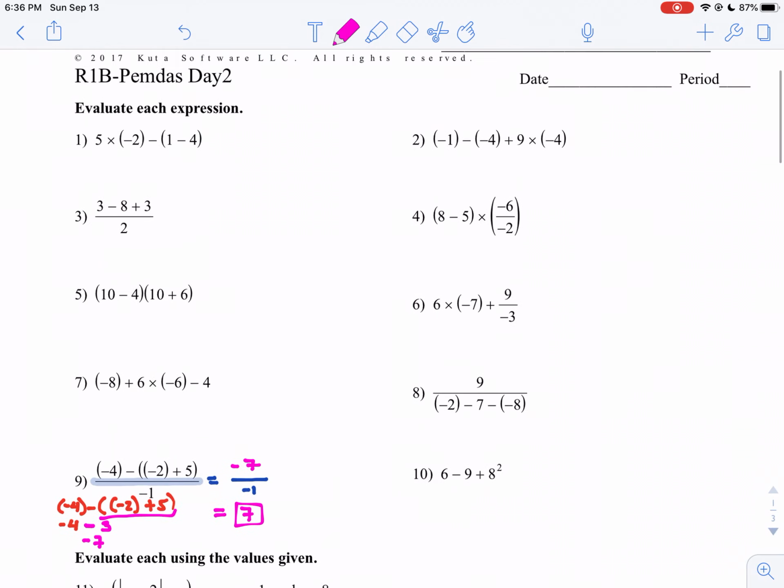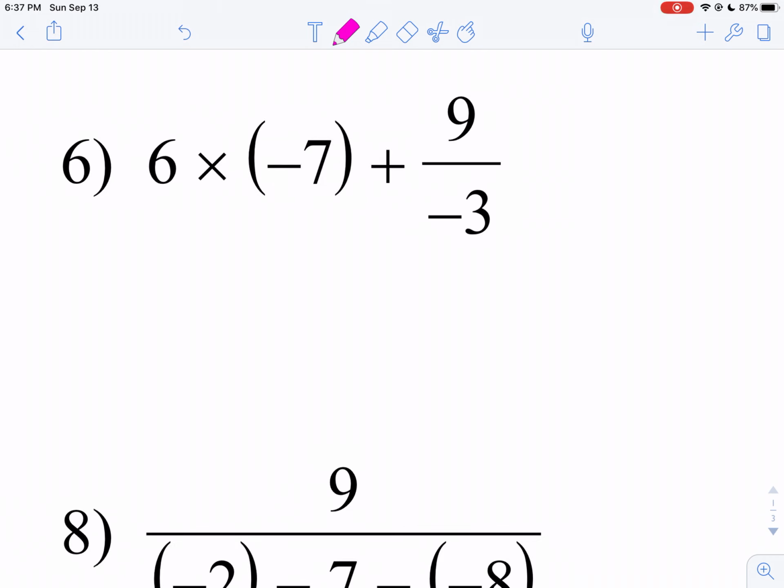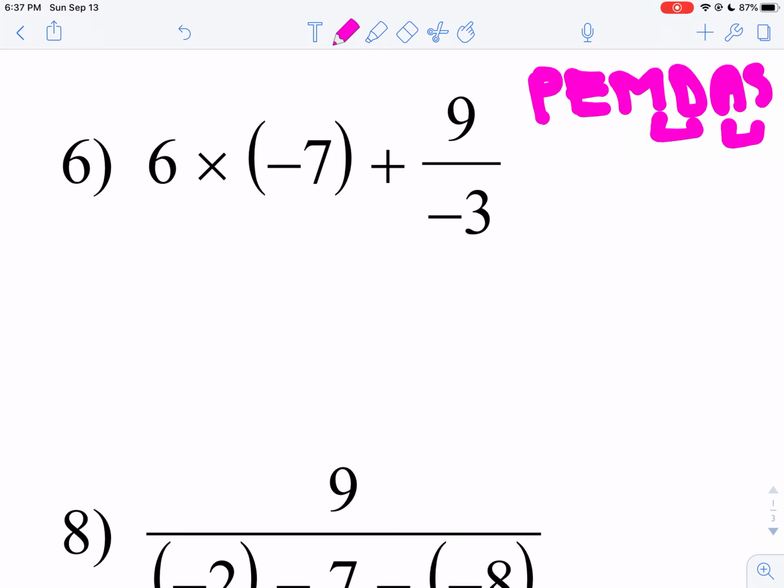Okay, let's do another one, something like number 6. If you want to write down PEMDAS on the side, that helps you organize your thoughts, and it also reminds you what you need to be doing in terms of your order of operations. Here, this parentheses is really nothing, it's just telling you that you have a negative number. So no parentheses, and I don't see any exponents either. I see a multiplication, right here. I'm looking at 6 times -7, which is -42.